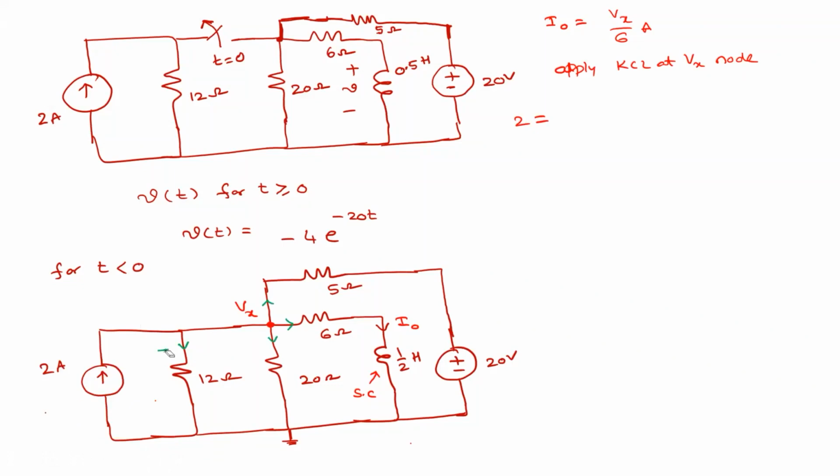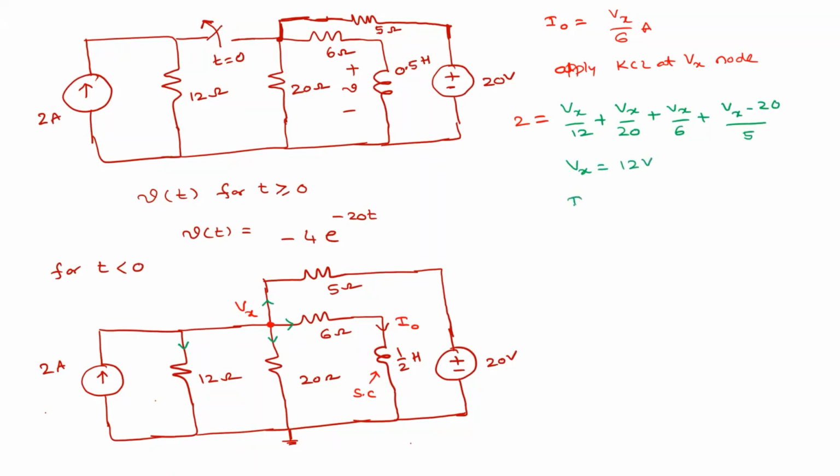So Vx by 12, agree? Plus Vx by 20 plus Vx by 6 plus Vx minus 20 by 5. So this is the equation. This is equal to 2, and both are the same, right? So from this, what is the value of Vx? Sir, 12. 12 what? Volts, sir. Volts.